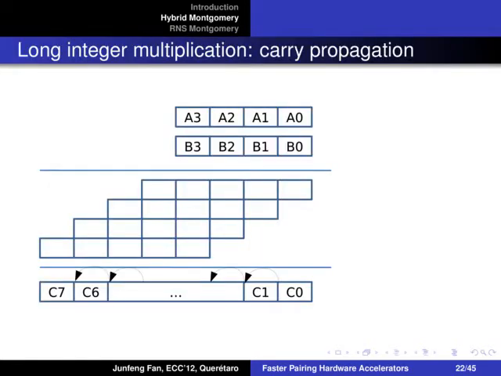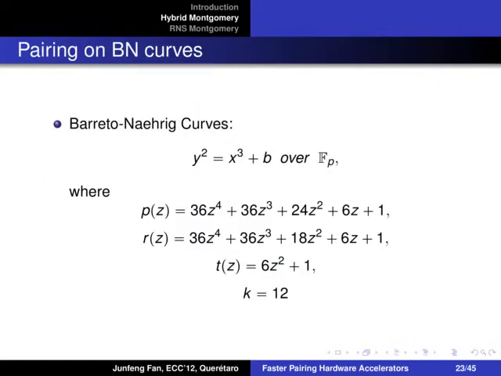Okay. For long integer multiplications, we know that there's a classic problem called carry propagation, right? So if you use schoolbook multiplication, you have to do the carry propagation from the LSB to the MSB, which somehow creates some dependency for your implementation. Because if you want to parallelize this implementation, you have to find a way to deal with this carry.